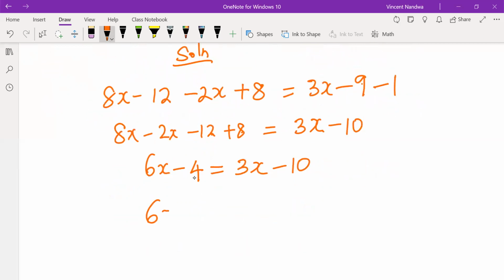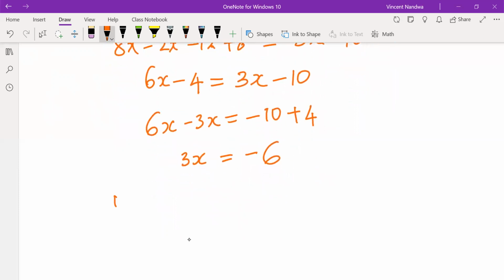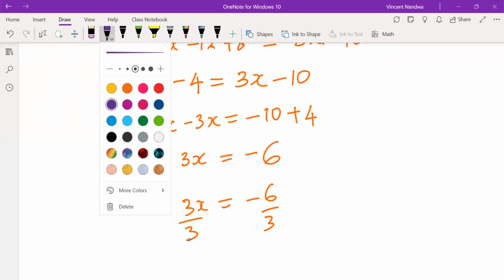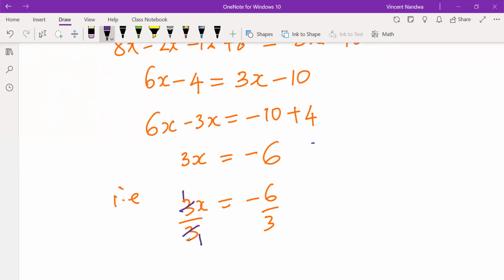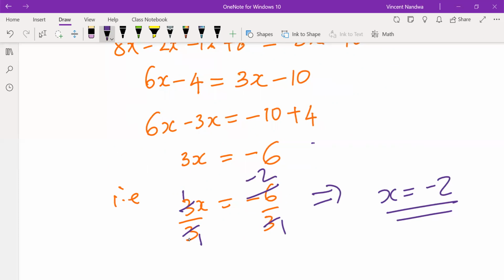So collect like terms. So 6x minus 3x equals minus 10. Now positive 4. 6x minus 3x is 3x equals minus 6. So dividing through by 3, which means x is equal to minus 2 as the solution to that given problem.